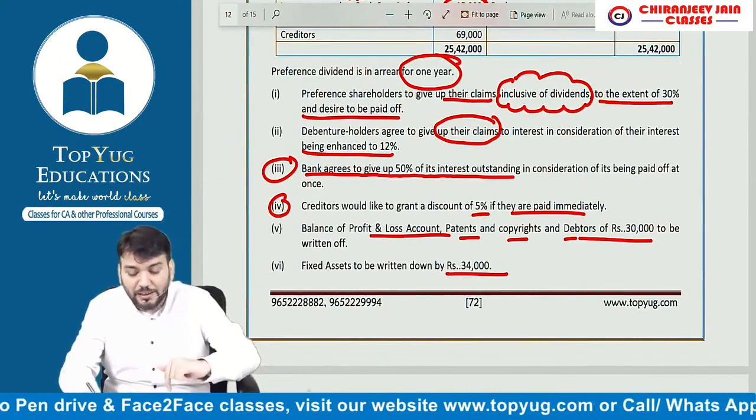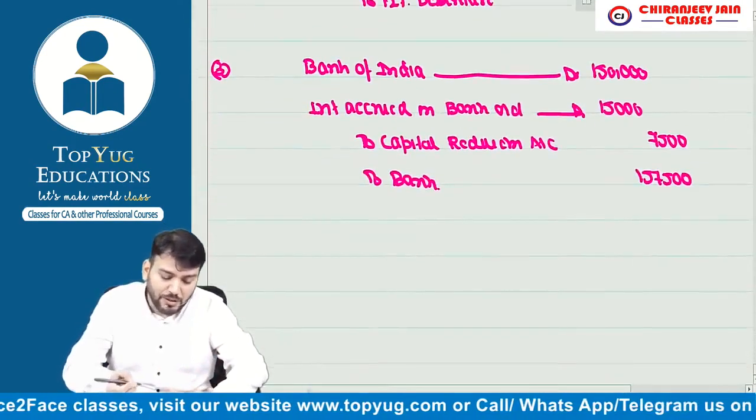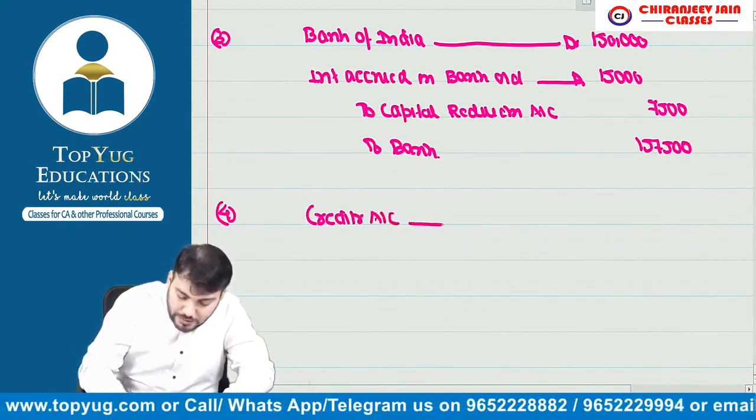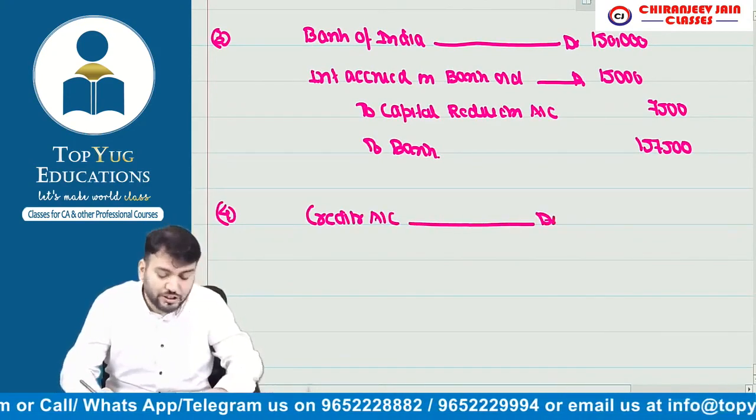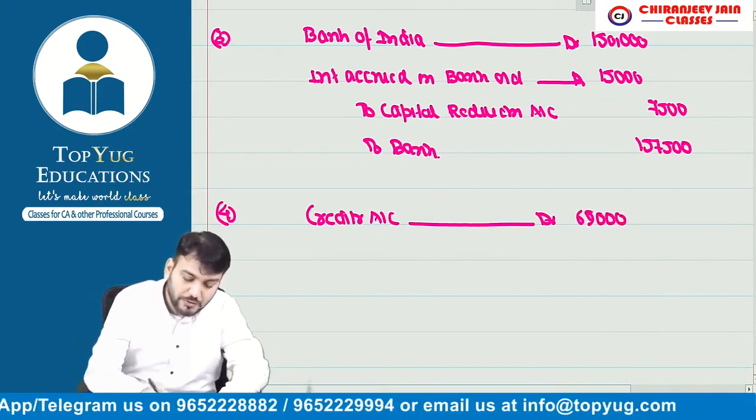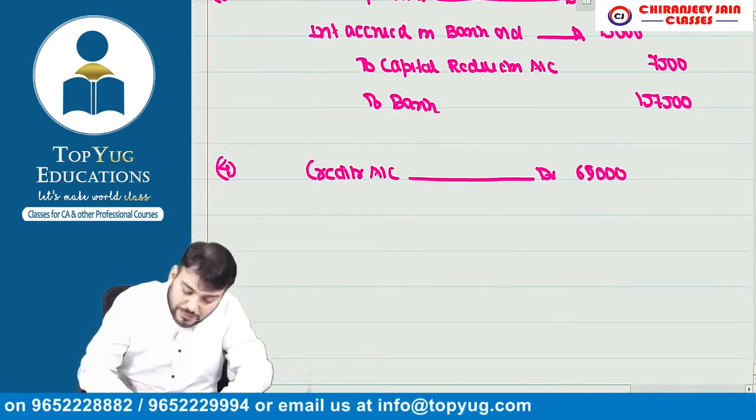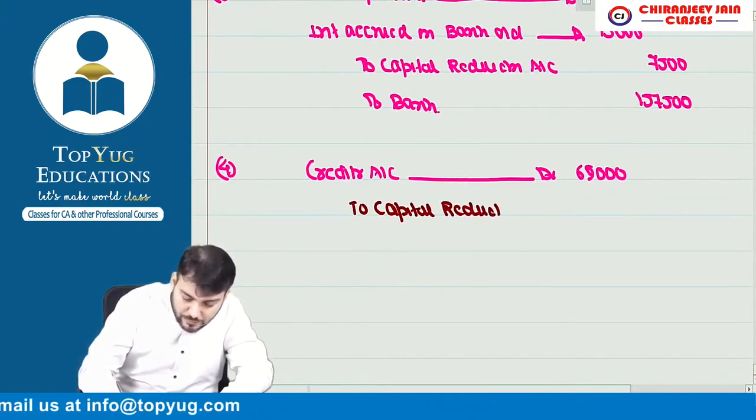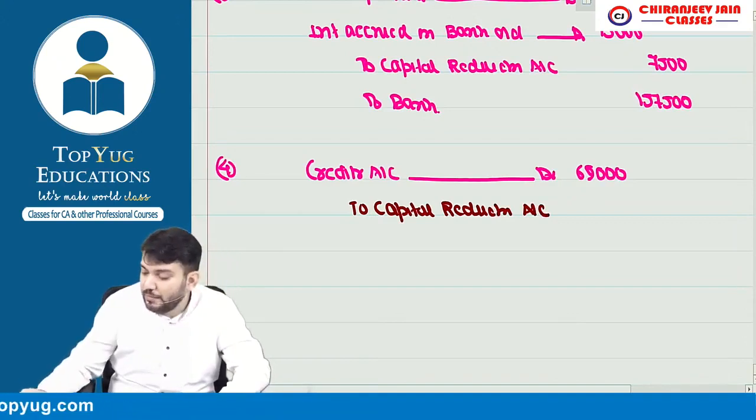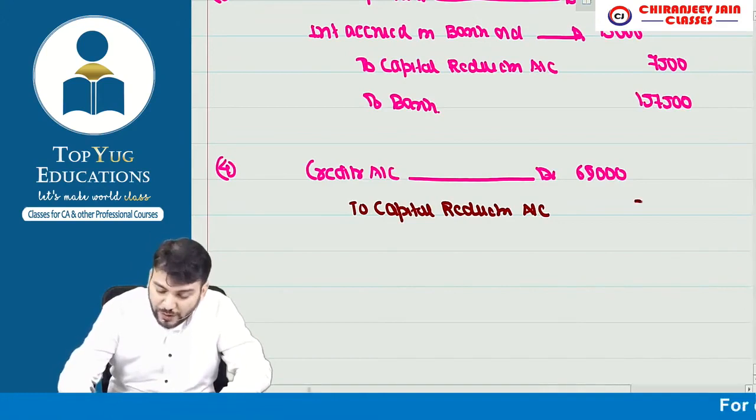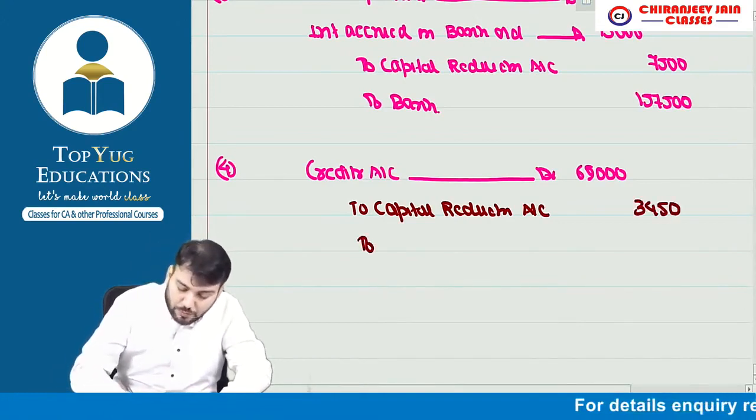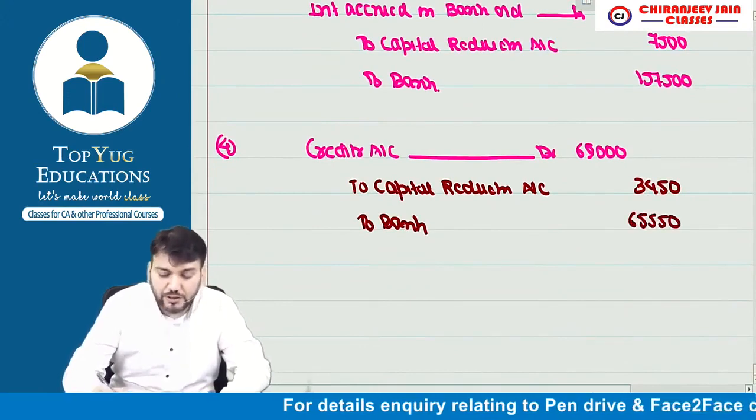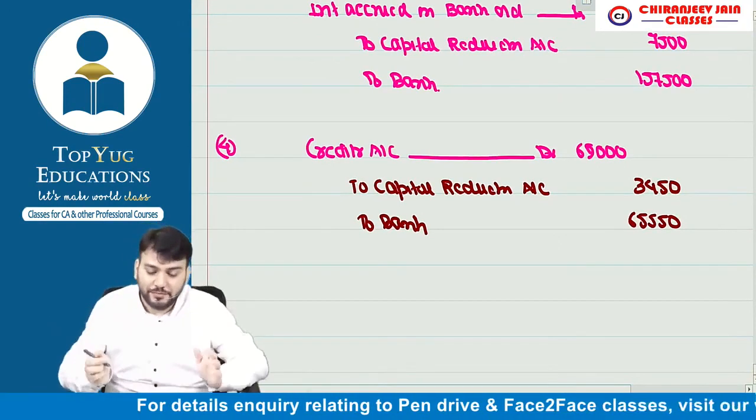Point number 4, creditor would allow a discount of 5% if balance paid immediately. How many times have you passed such an entry since childhood? So creditor account debit. How much is total creditor? 69,000. Yes sir, correct. The discount means capital reduction account, to capital reduction account 5%. How much is 5%? 69,000 into 5% is 3,450. 3,450 to payment means to bank, how much? It is 65,550. 65,550 done. This is also done. Yes sir, this is also done.